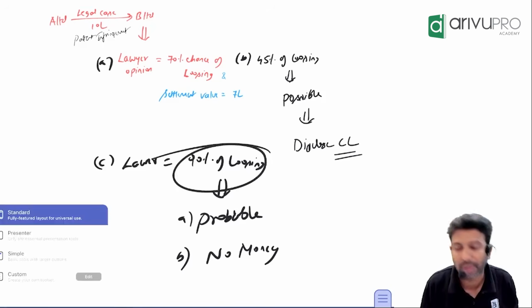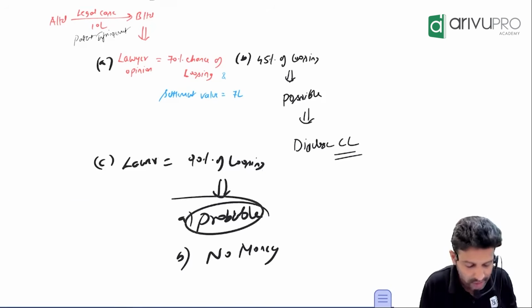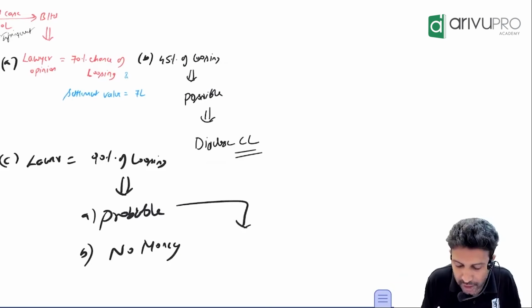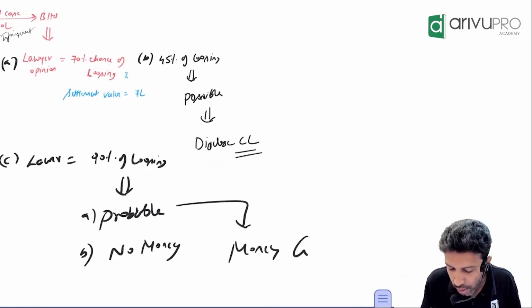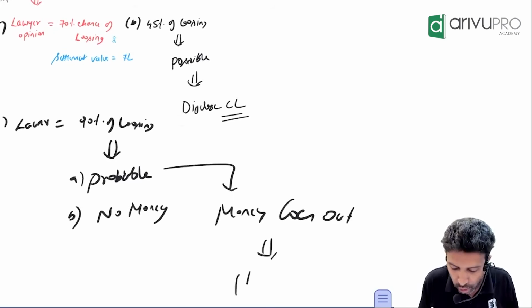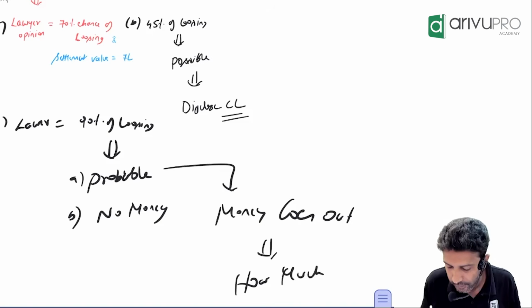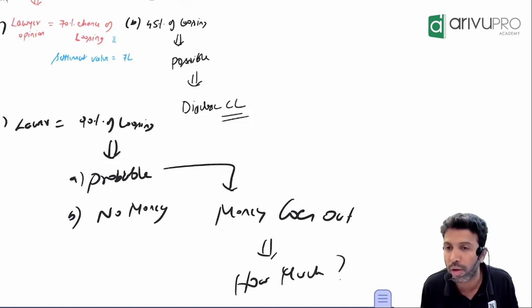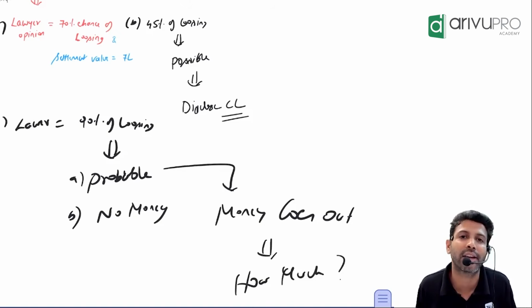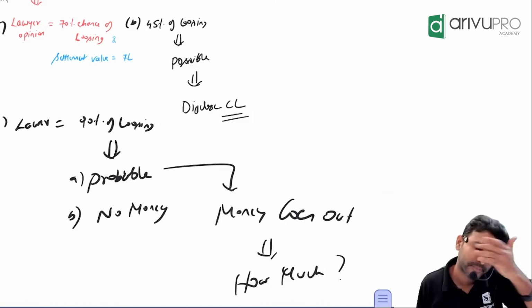90% chance of losing. So what obligation? Probable. Money also will go out. Money goes out. How much money goes out? Don't know. How much money goes out? No idea. Why? Somebody filed a case against me saying I polluted a lake 25 years back.